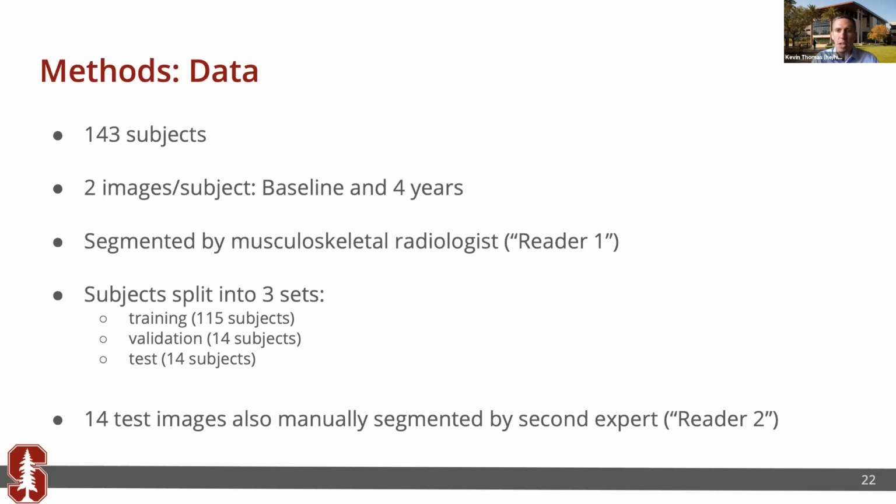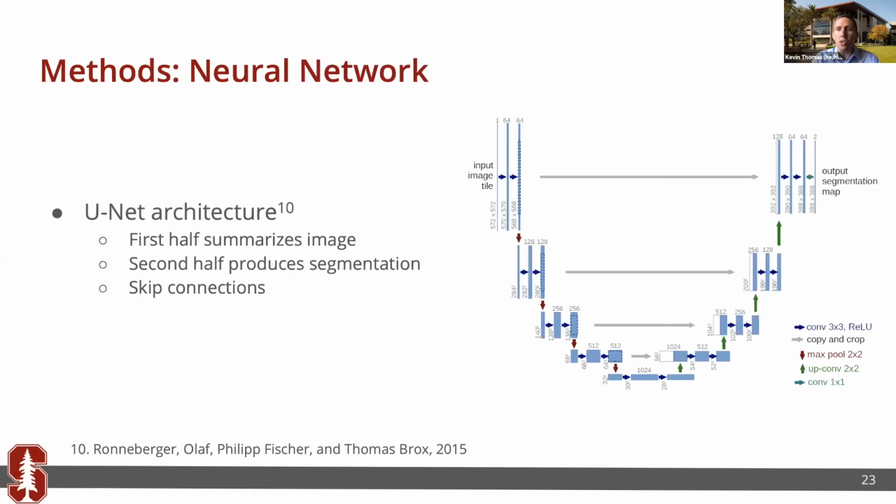We then split the subjects into a training set, a validation set, and a test set. And one image from each of the test set subjects was also manually segmented by a second expert, who I'll call reader 2. We did this to see how well the experts agree with one another relative to how well the model agrees with each expert. And we used a neural network with a 2D UNet architecture. This means that the model first summarizes the relevant features in each MRI slice into a summary vector here, and then uses that summary to estimate where the cartilage is located in that slice.